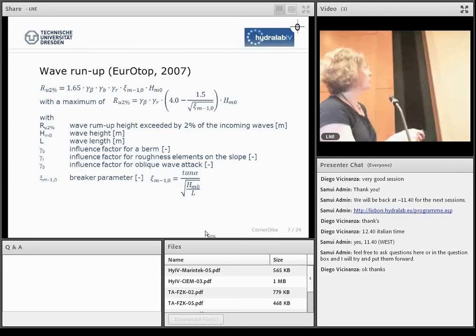Of course, we measured the wave field. You can see here some wave gauges at the dike toe, and this is, of course, to determine the incoming waves. And the first tests were about overtopping.